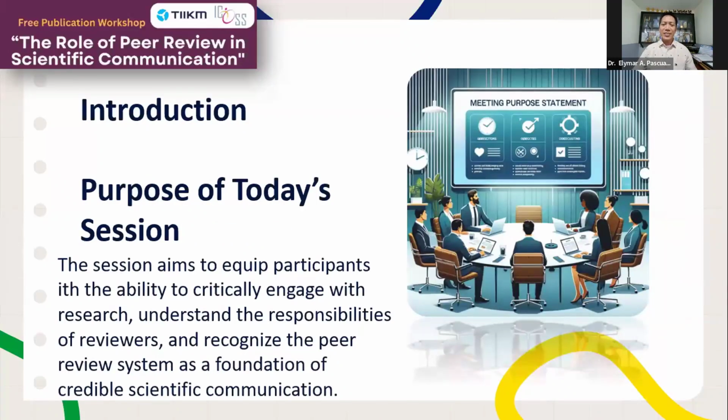The purpose of this lesson is to help participants understand the crucial role that peer review plays in maintaining the quality and trustworthiness of scientific literature. By exploring the process, its benefits, challenges, and evolving practices, participants will develop a deeper appreciation for how knowledge is vetted and validated in academic contexts. The lesson aims to equip learners with the ability to critically engage with research, understand the responsibilities of reviewers, and recognize the peer review system as a foundation of credible scientific communication.